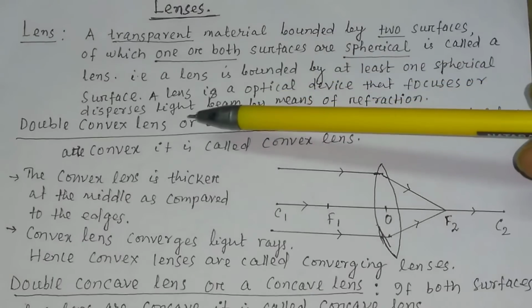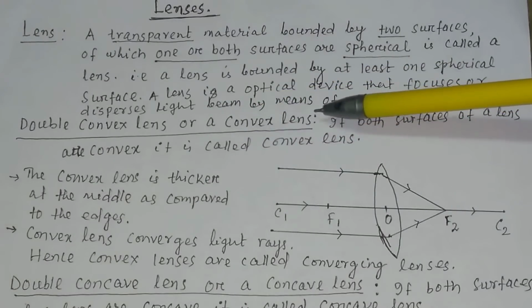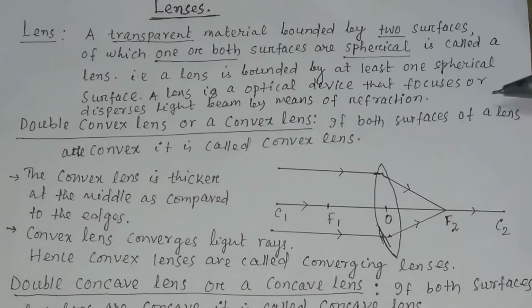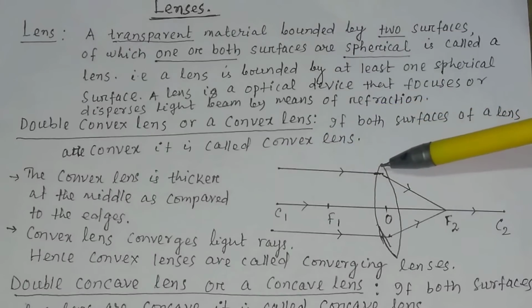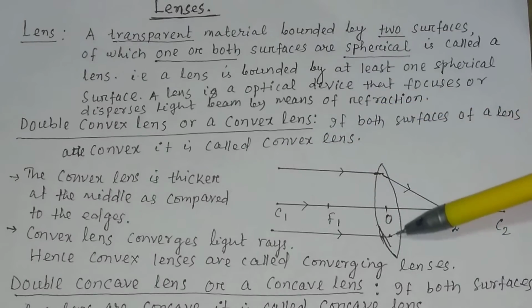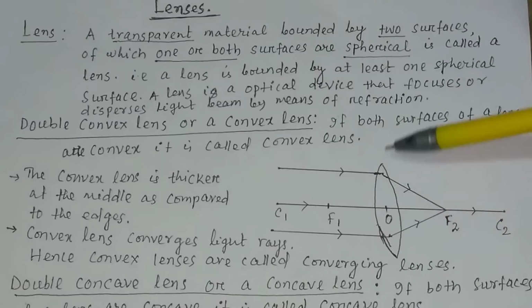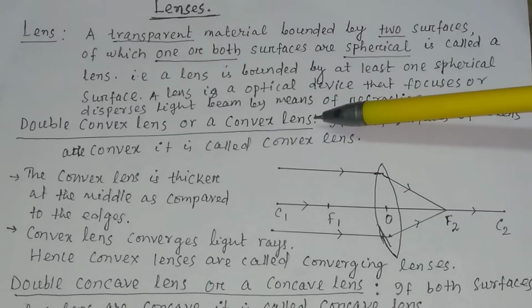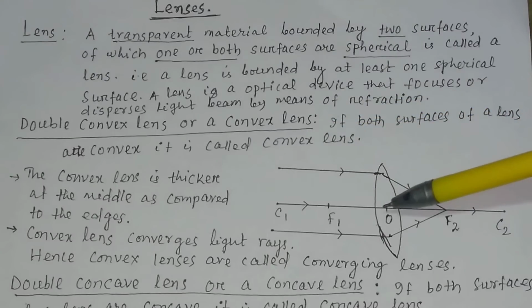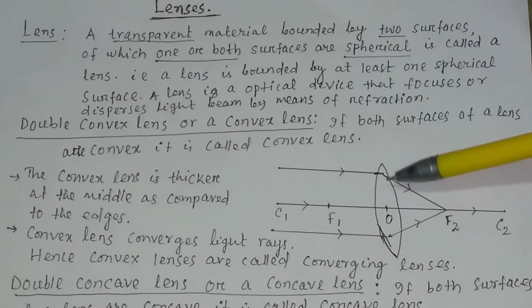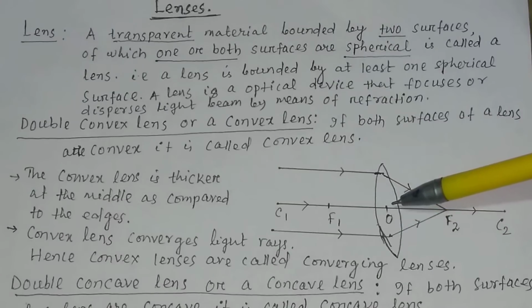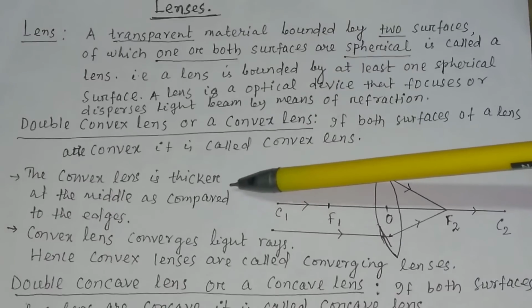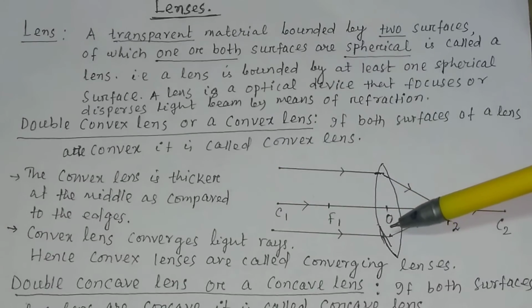A double convex lens or a biconvex lens or simply a convex lens. If both surfaces of a lens are convex, it is called a convex lens. This surface is convex and this surface is convex. A convex lens is thicker in the middle, and the edges are thinner. So a convex lens is thicker at the middle as compared to the edges.